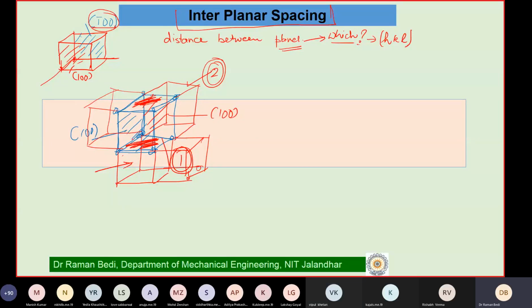Now you answer, what is the meaning of interplanar spacing? Distance between planes which have the index H, K and L. HKL. So I am referring to HKL planes, which we said will be parallel to each other. Is that okay? Yes, sir. So then what is this interplanar spacing? If these two planes are HKL planes, what is this D? This is what I want to find out theoretically.